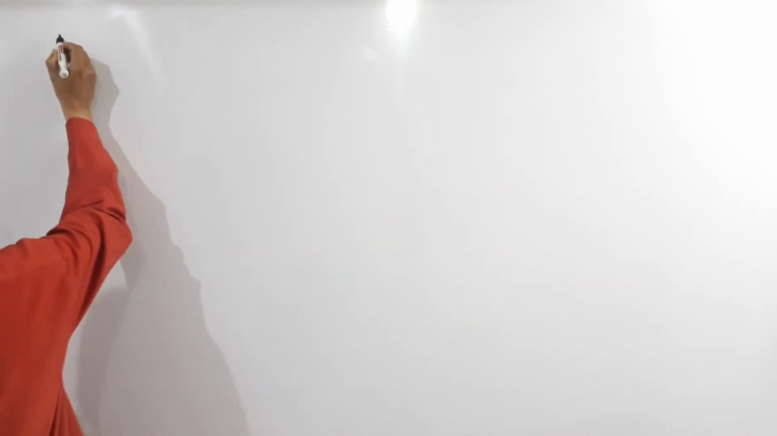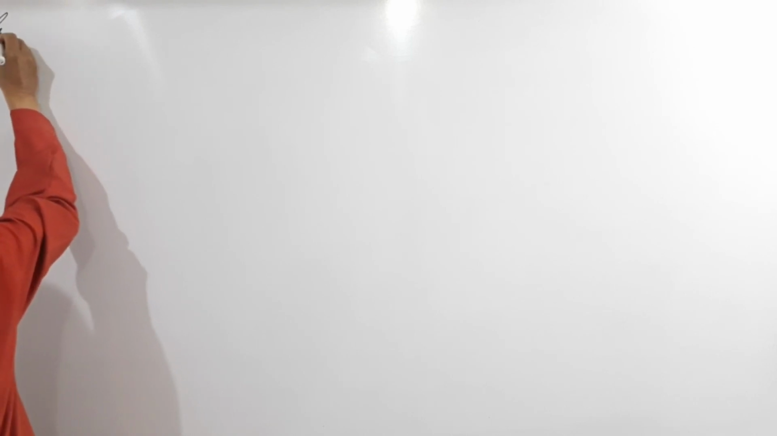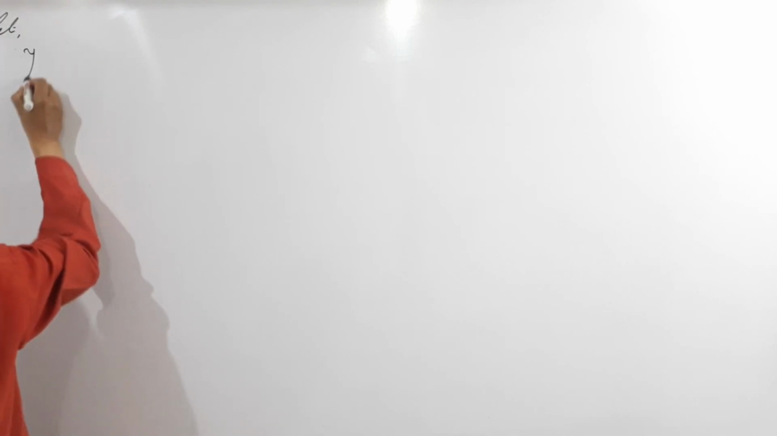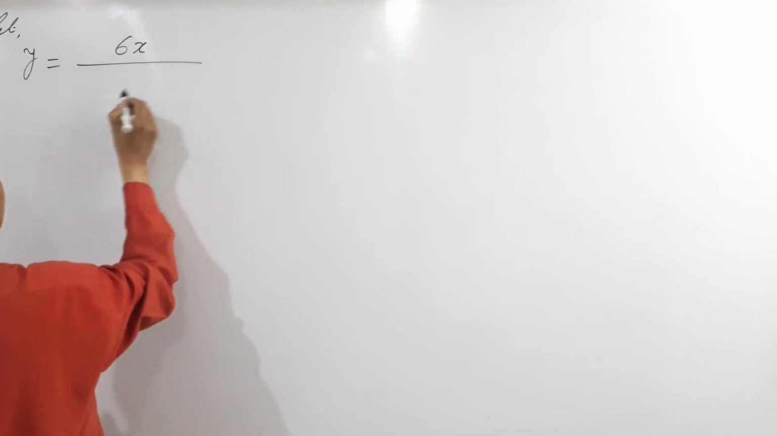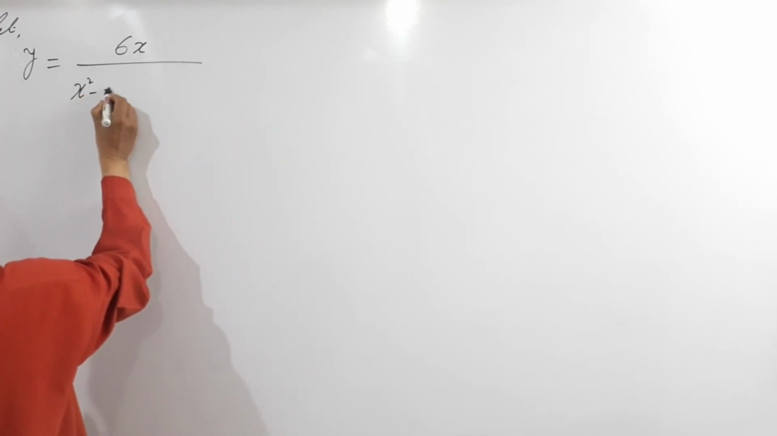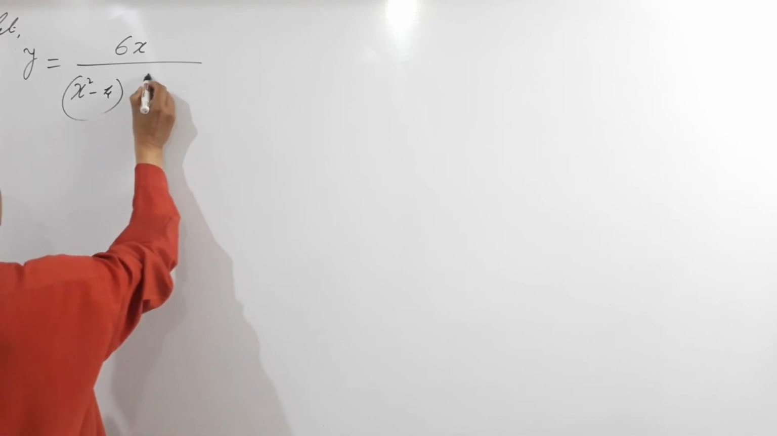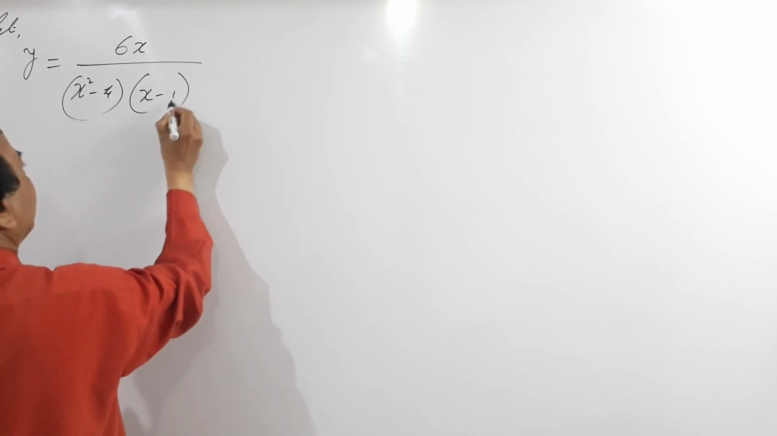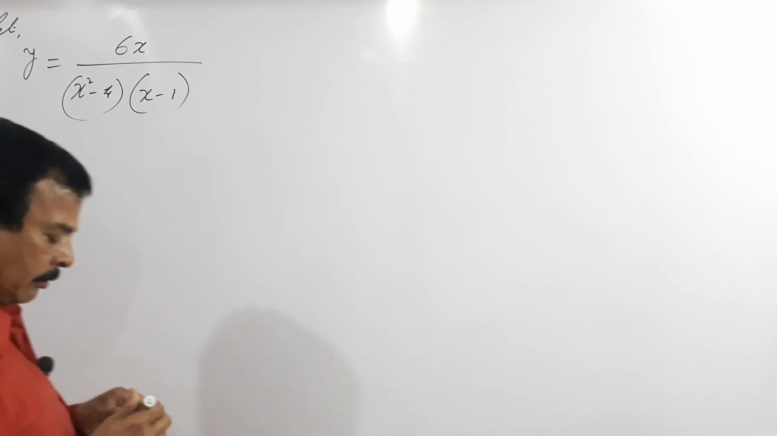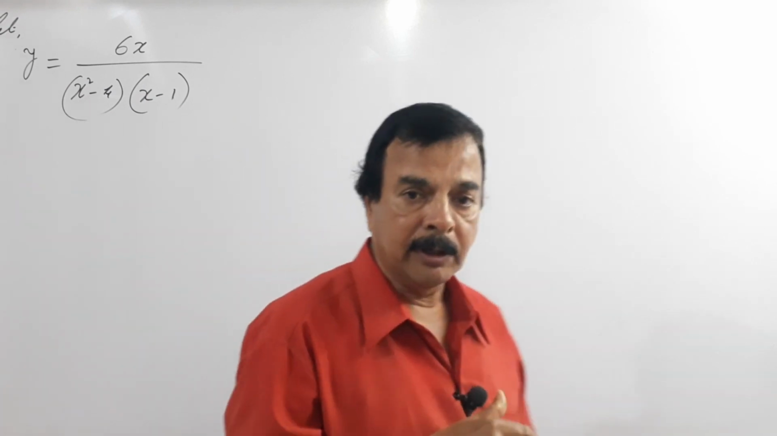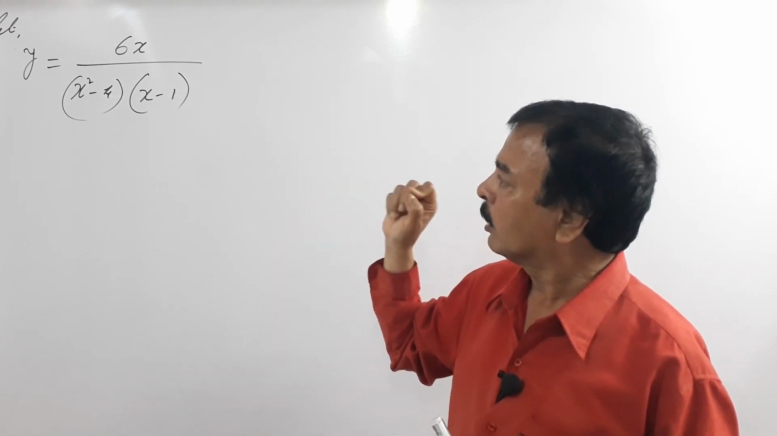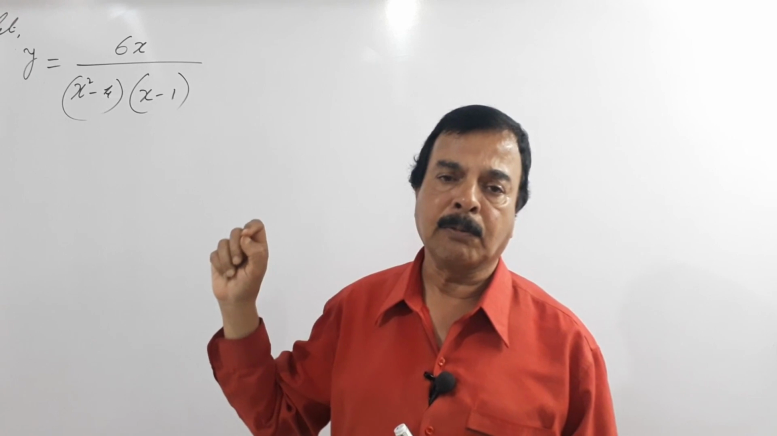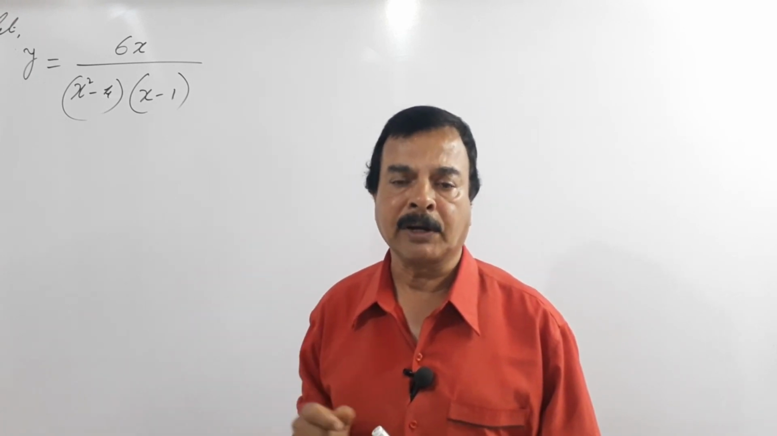So dear students, let us take an example. Let y equals 6x by (x square minus 4) into (x minus 1). First of all, what you have to identify here is to ascertain whether the given fraction is a proper fraction or an improper fraction.